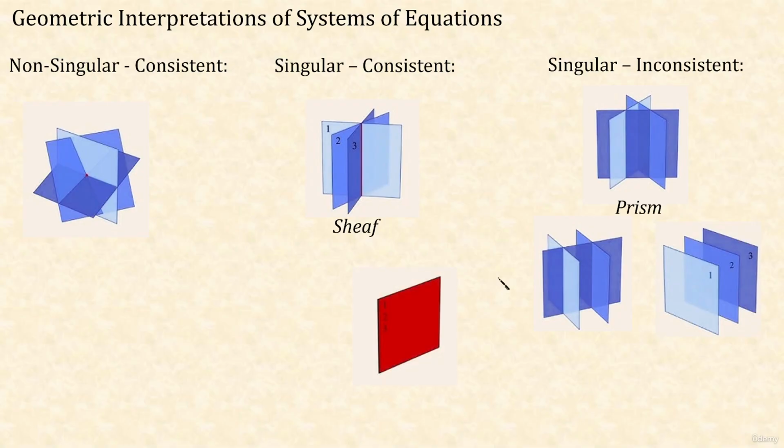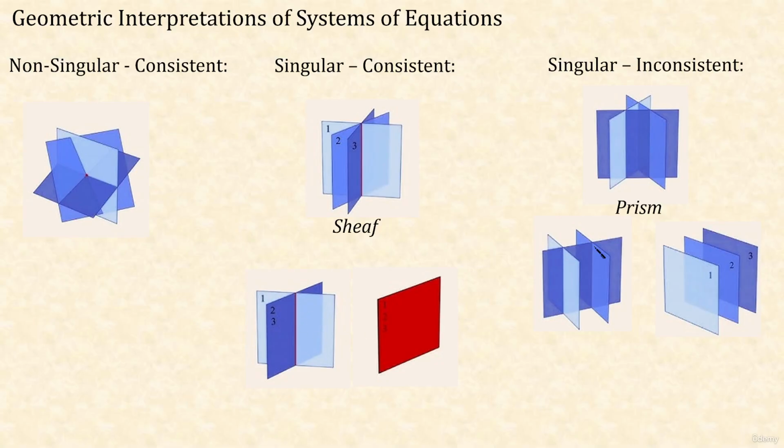Now, we do have these funny situations where you've got all 3 planes on top of each other or something like that, and that would be like the equivalent of the 2 repeated lines. That's why we've got infinitely many solutions. And there's also the case where we have 2 of the planes on top of each other and the other one isn't, and that's going to form a sheaf as well.